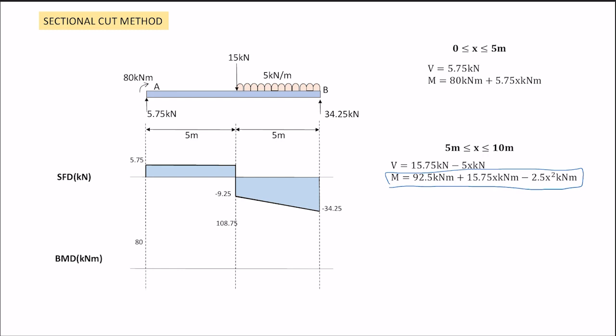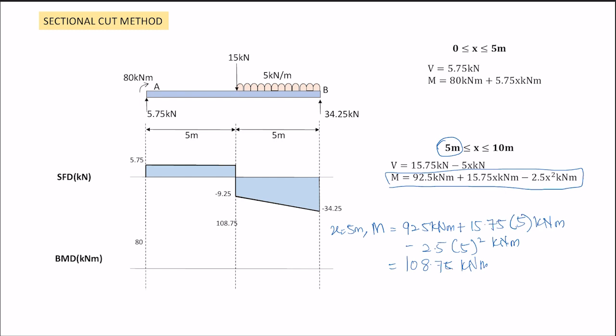A bit long, so we check 5 meter first. Is it still 108.75 or is the value different? Okay, so M equals 92.5 kilonewton meter plus 15.75 times x equals 5 meter, kilonewton meter, minus 2.5 times 5 power of 2 kilonewton meter. I get 108.75 kilonewton meter. Therefore, the point is still the same there.